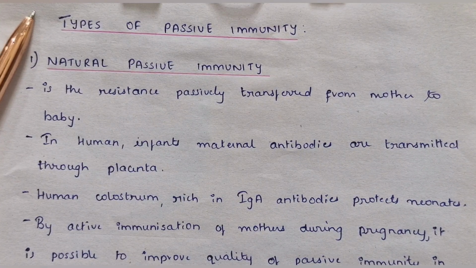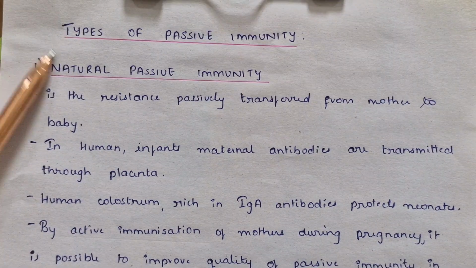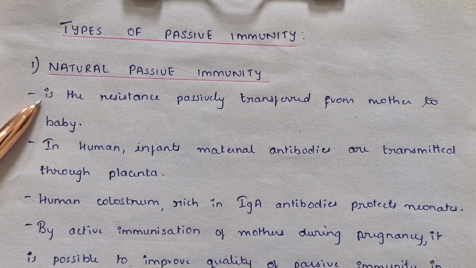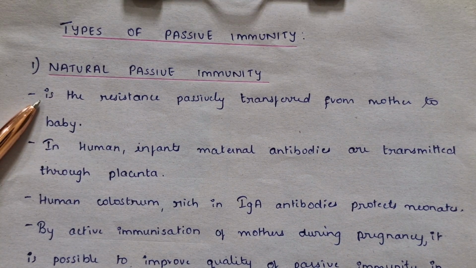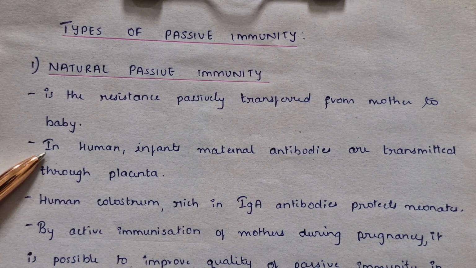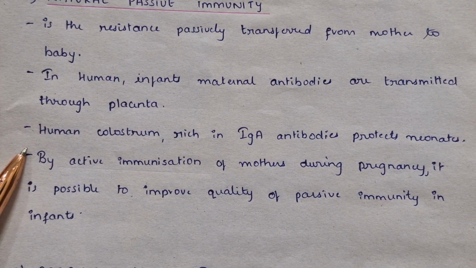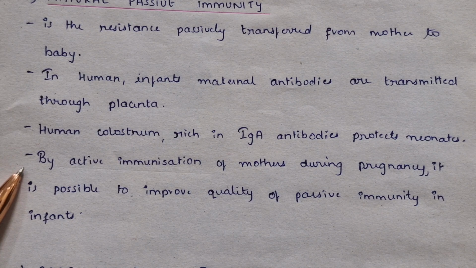Types of passive immunity: we have natural and artificial passive immunity. First one is natural passive immunity. It is the resistance passively transferred from the mother to the baby. In human beings, infants' maternal antibodies are transmitted through placenta. Human colostrum, rich in IgA antibodies, protects the neonates. By active immunization of mothers during pregnancy, it is possible to improve the quality of passive immunity in infants.